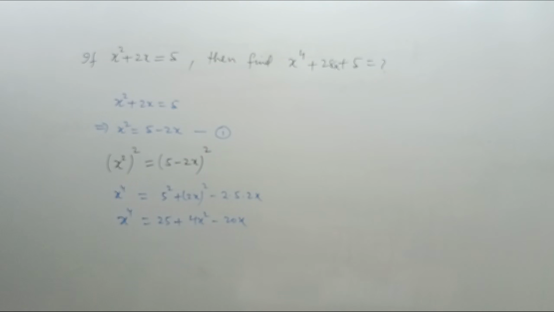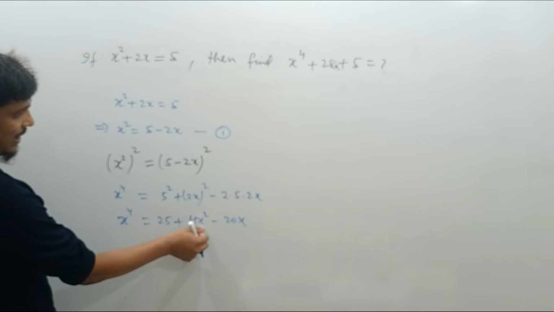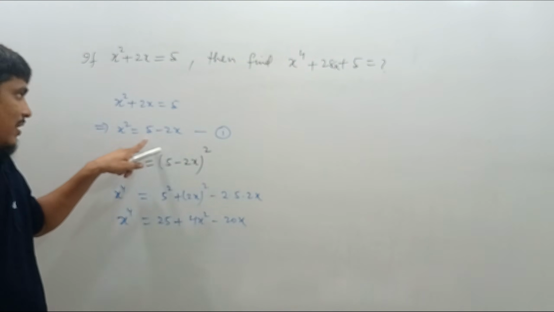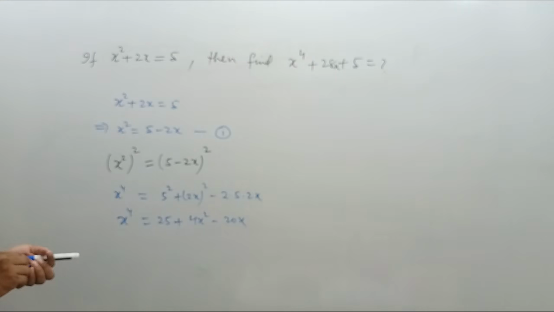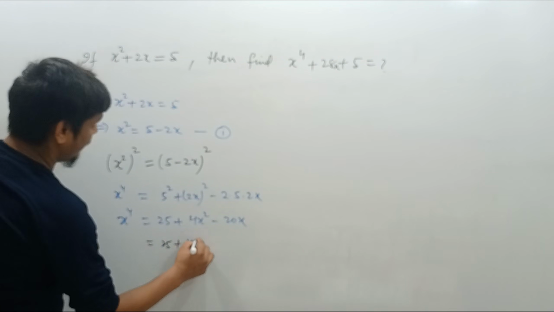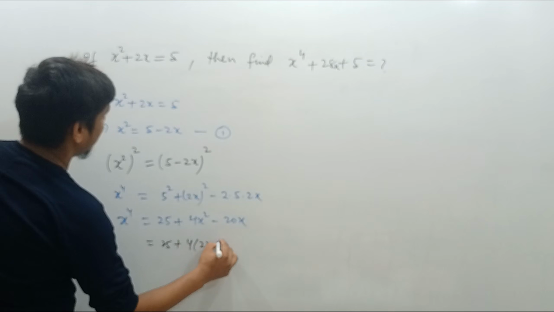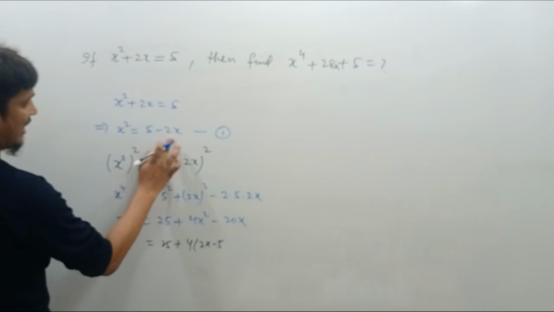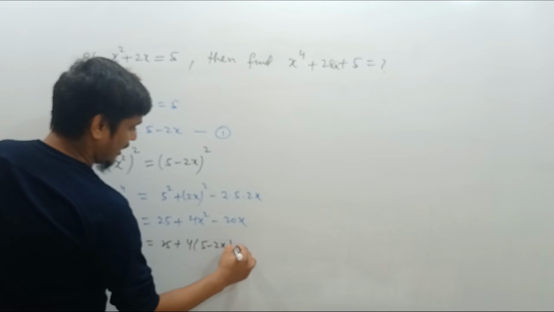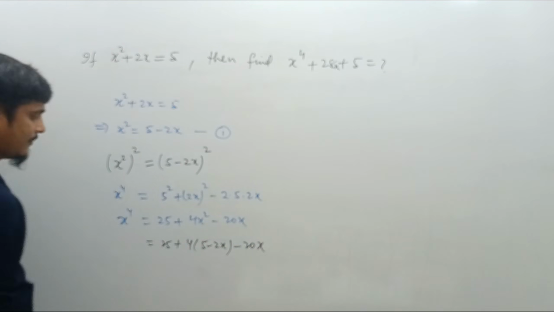Now here we have the value of x square. So from equation number 1, in place of x square we can write 5 minus 2x. Once we substitute that, this will become 25 plus 4 times (5 minus 2x), and then negative 20x.